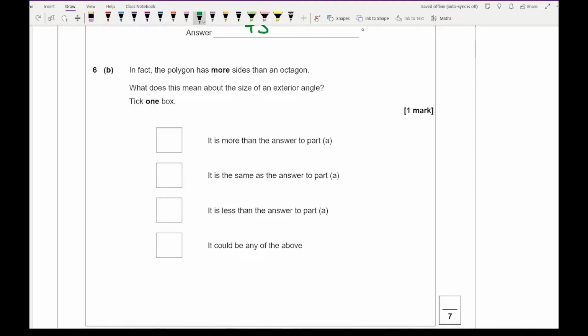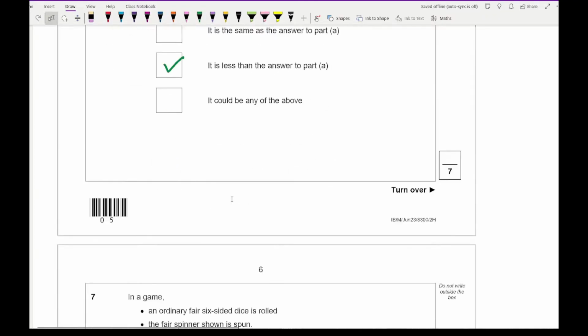Well, if we're having more sides, that means our denominator is going to be bigger, so therefore we're going to end up with a smaller answer, so the box we need to tick is going to be our third option.